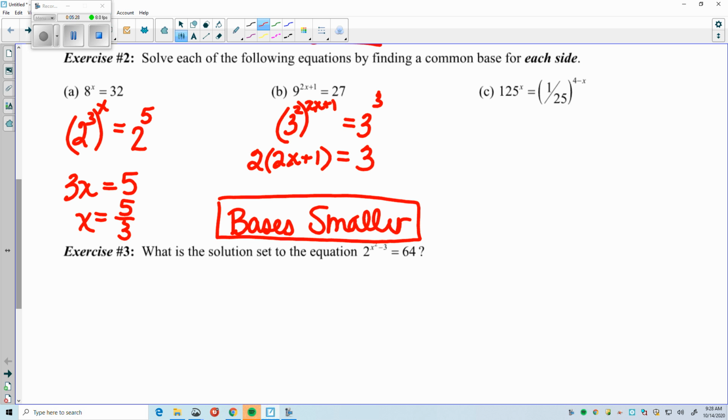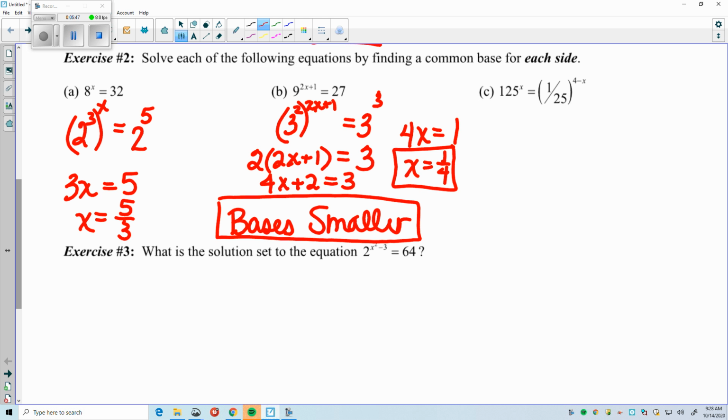Okay, so we have to do a little distribution. So this will give me 4x plus 2 is equal to 3. If I subtract over that 2, now I have 4x is equal to 1, which means x is equal to 1/4.